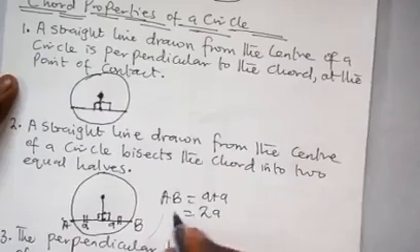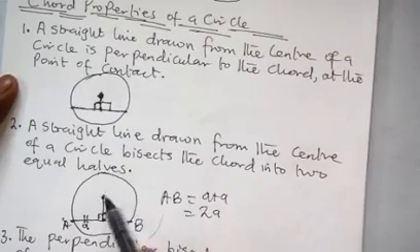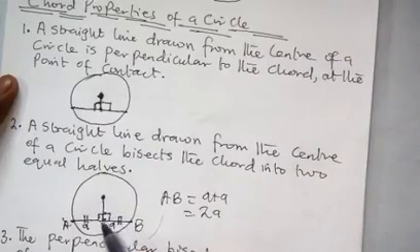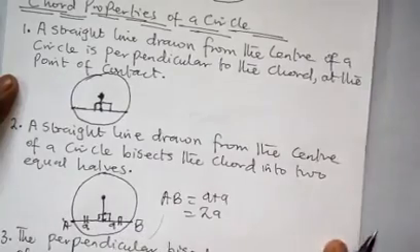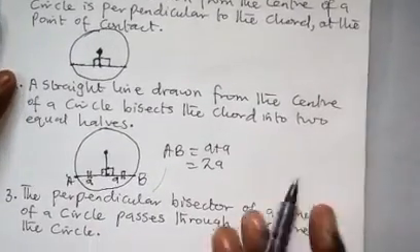This property is very, very important that you know. So this line from the center of the circle bisects the chord, that is, it divides the chord into 2 equal halves. Now let's take a look at the third property.